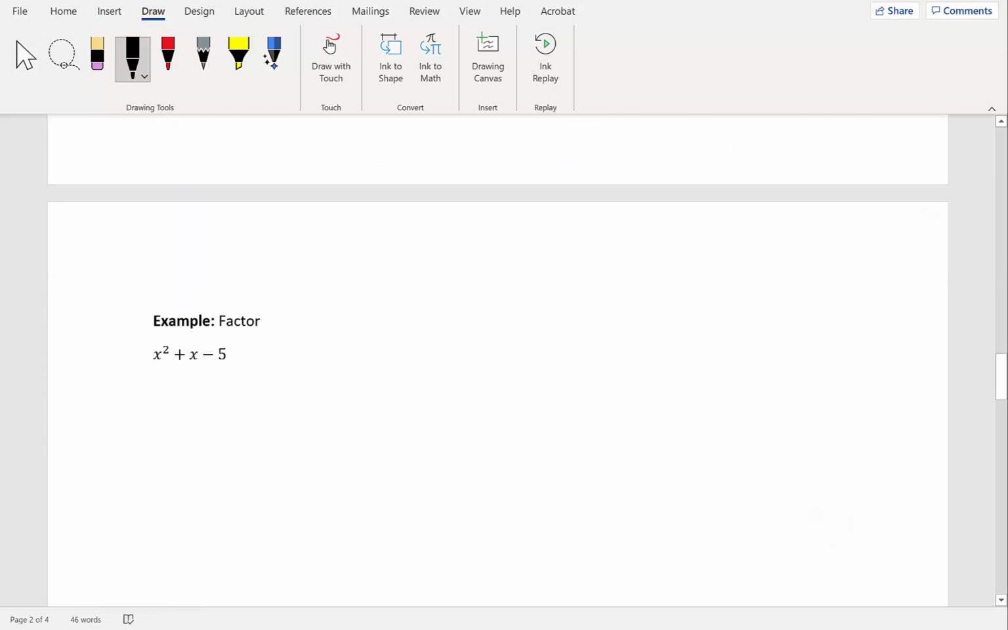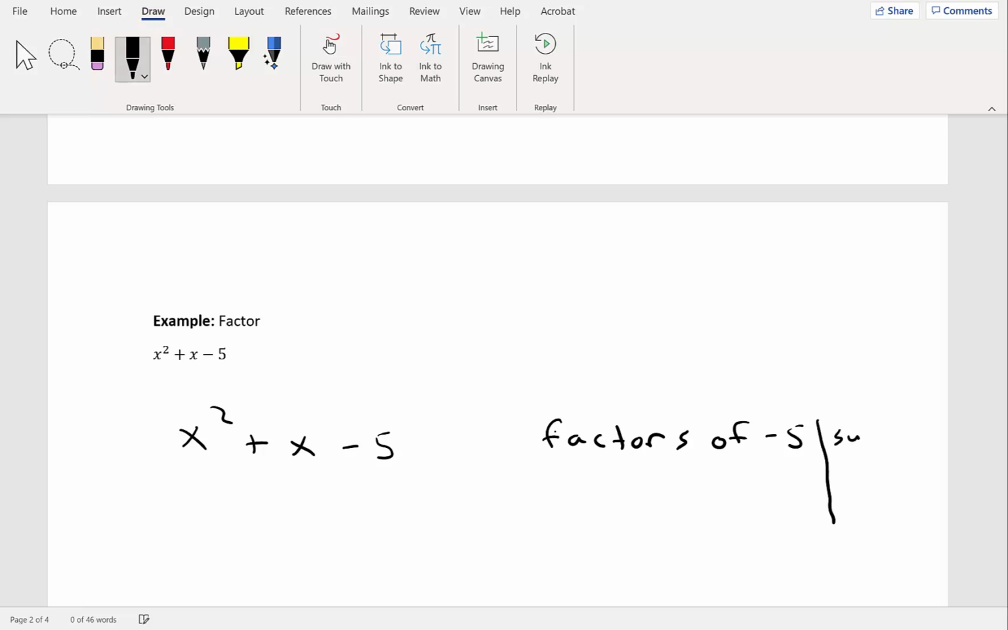Next problem, we have x squared plus x minus 5. So we need factors of negative 5, two numbers that multiply and give us negative 5, and then the sum has to be equal to positive 1. Well, the only two numbers that multiply and give you 5 are 1 and 5. And since it has to be negative 5, one of those has to be negative. So we could try negative 1 and 5.